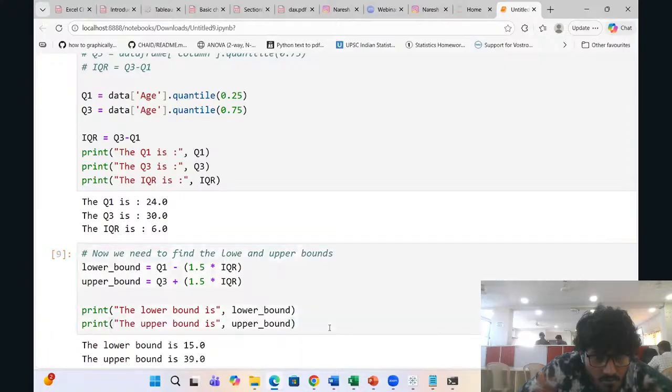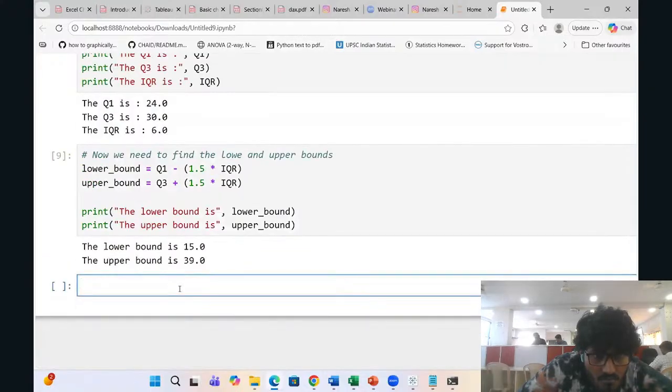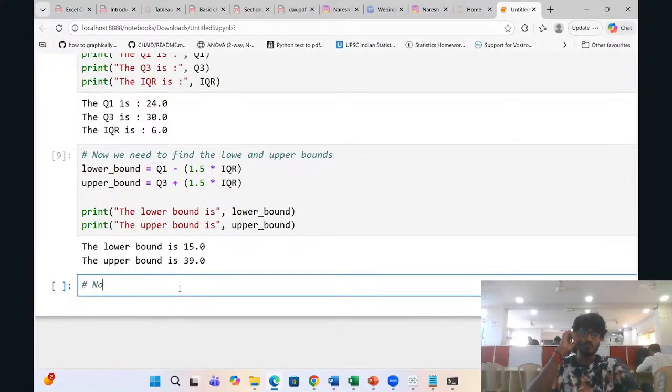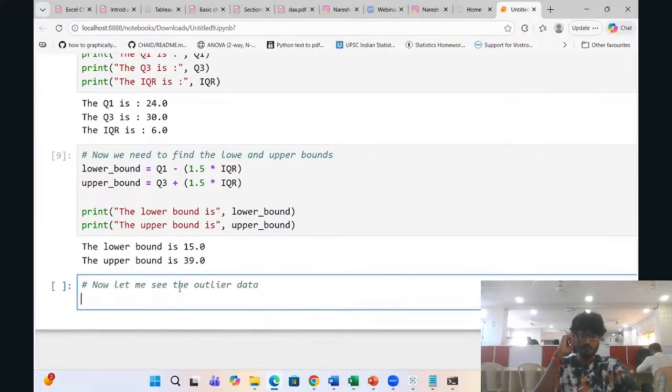See, what is the lower limit of the age? 15. What is the upper limit of the age? 39. By keeping this, let me identify the outliers. Now, let me see the outlier data. How can I see? I wanted to see the records where age is less than 15 and where age is greater than 39. So, what are the conditions?